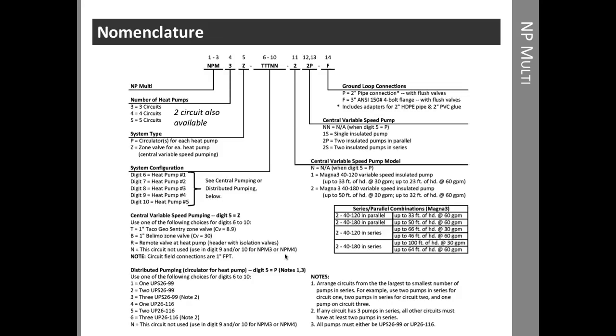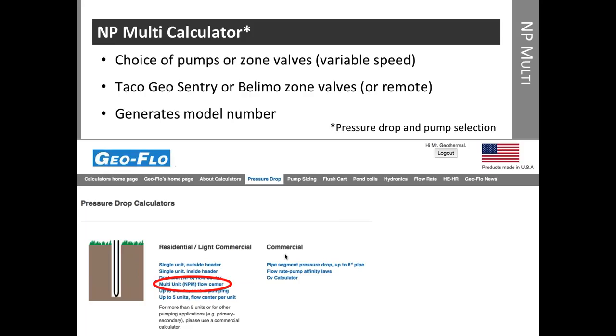I won't go through the model numbers, but you can see there are an awful lot of combinations. So we can choose what type of flow center this is, how many circuits, central or distributed pumping, pump types, zone valves, and so forth. So all that's available in the installation manual and the submittal.